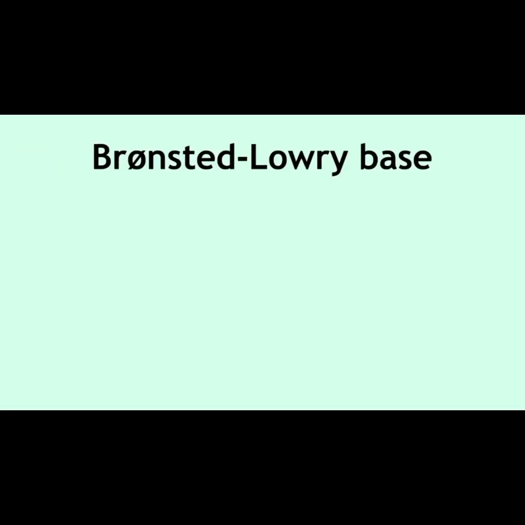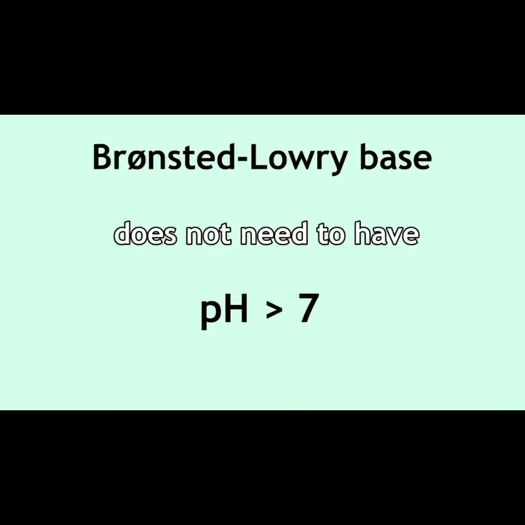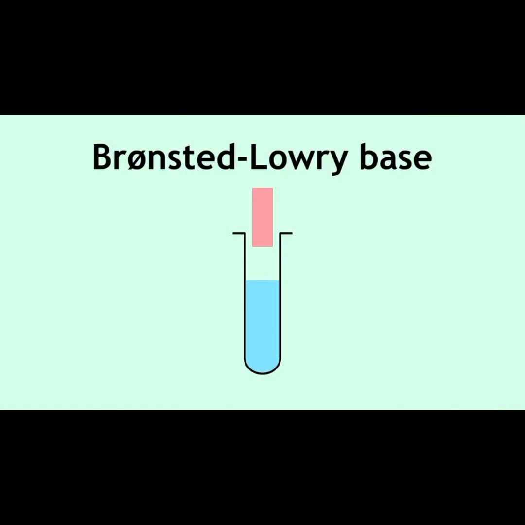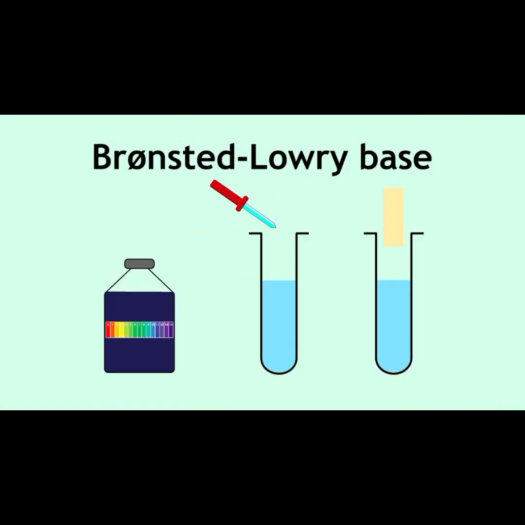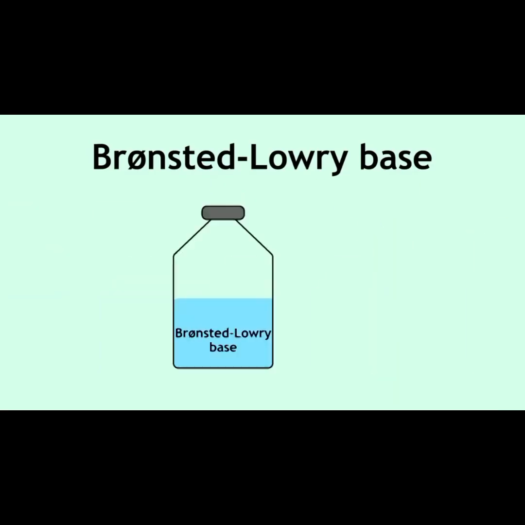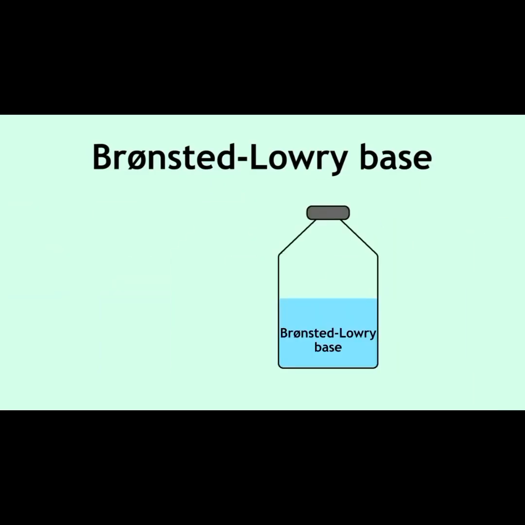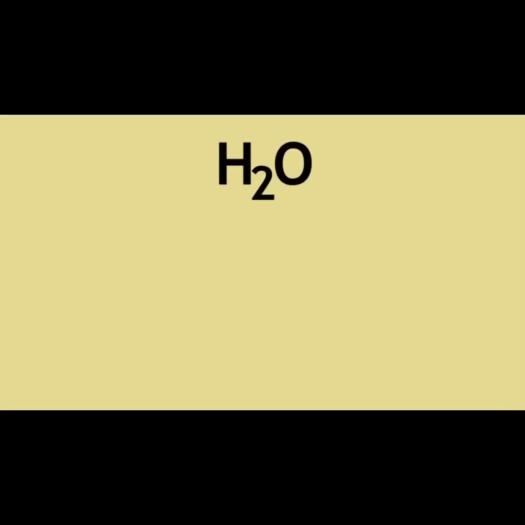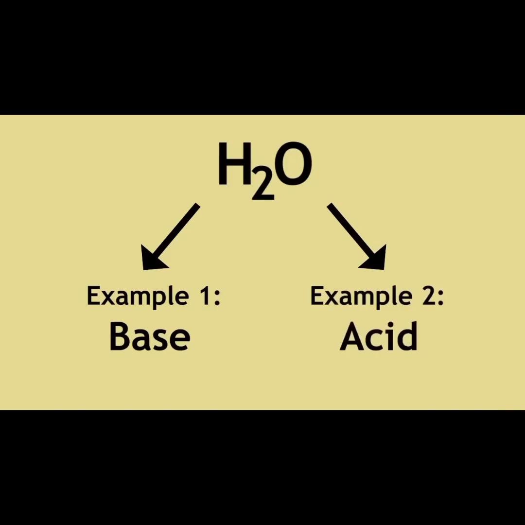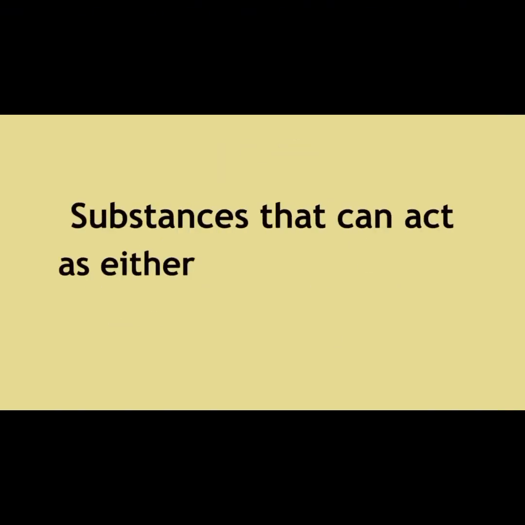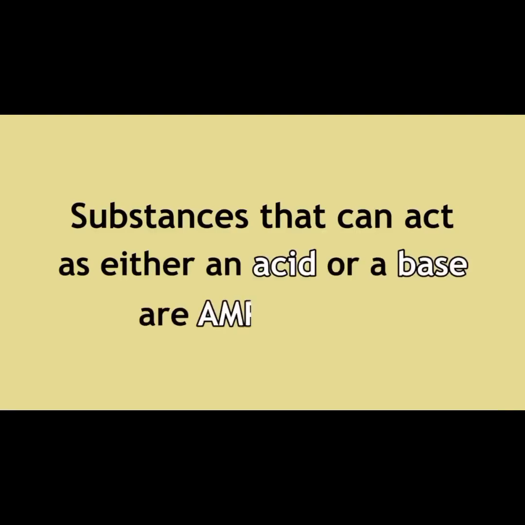So a base, according to the Brønsted-Lowry theory, does not need to have a pH greater than 7, or turn red litmus paper blue, or turn universal indicator solution or paper blue or purple. The only requirement is that it is able to accept protons. Have you noticed that water acted as a base in our first example, but as an acid in the second example? Substances that can act as either an acid or a base are amphoteric.